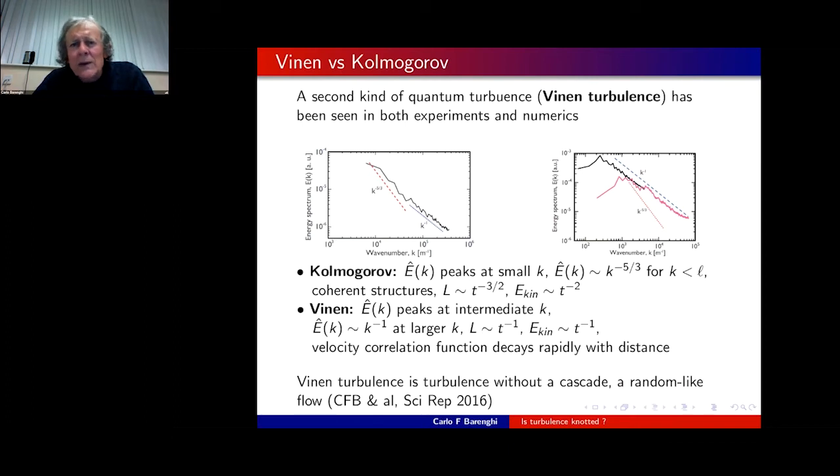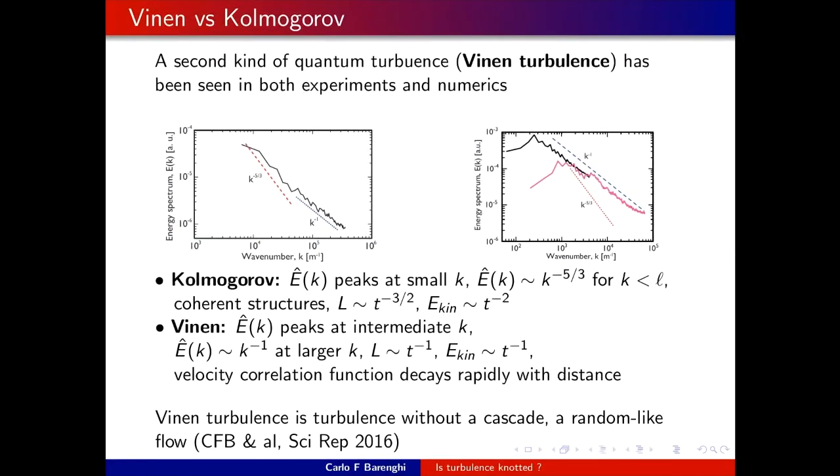It seems to be totally random. It does not like to create these coherent structures at all. It has been called Vinen turbulence. I don't want to describe too much of its properties. It's quite different in terms of the energy spectrum, in the way it decays, the correlation function is quite different, and so on.